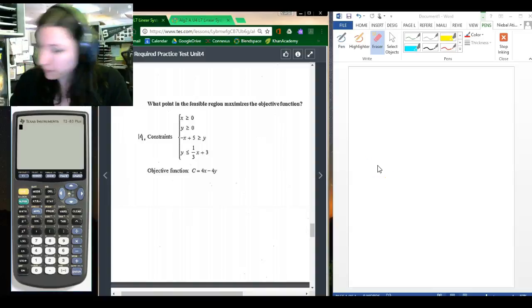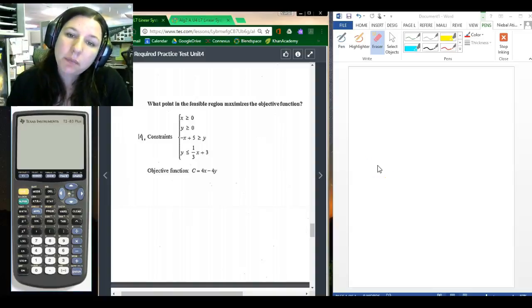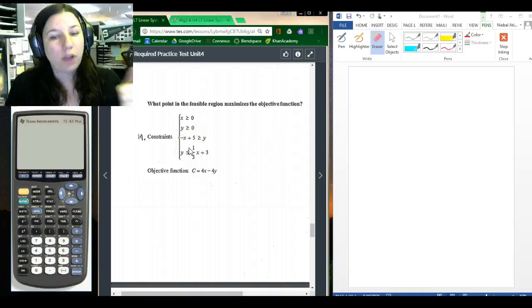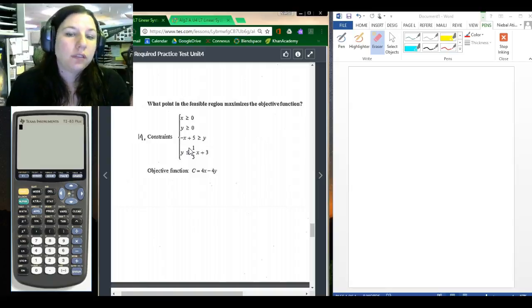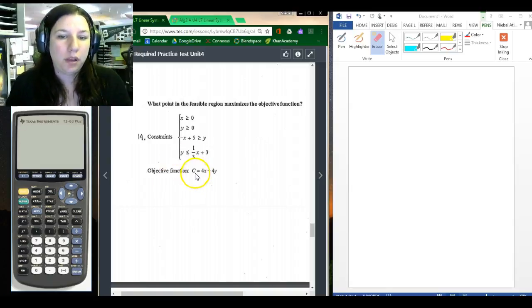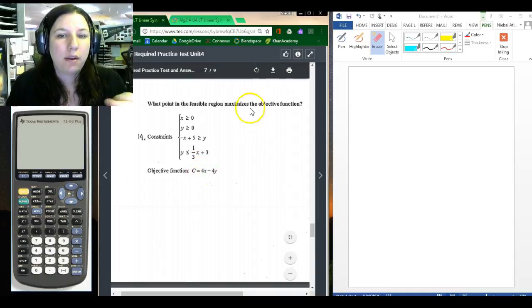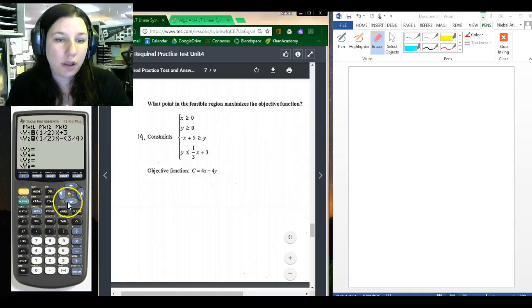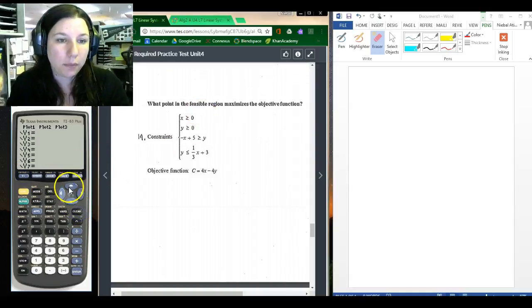Number 14. What point in the feasible region maximizes the objective function? So they've given us our inequalities. I've got to graph those, find the vertices, take those numbers, and plug them in here for cost equals 4x minus 4y, and then I want the maximum here. I'm going to use the calculator to help me graph, to shortcut things a little bit.